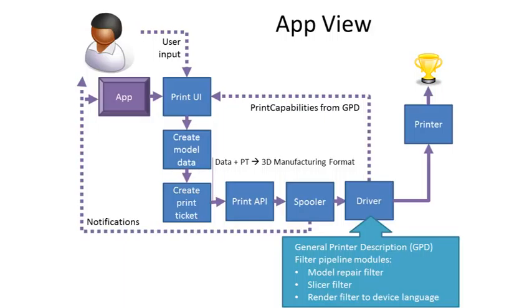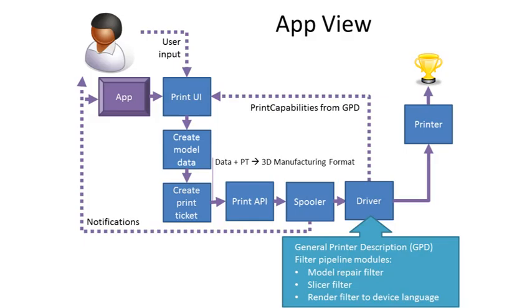It's sent through the print API into the spooler. The spooler then notifies the driver of the device that the user selected, and the driver is responsible for doing things like repairing the model, slicing it, and rendering it into a device language before sending it to the printer, which will be responsible for printing that model. The spooler will also notify the app or the customer when the print is finished.